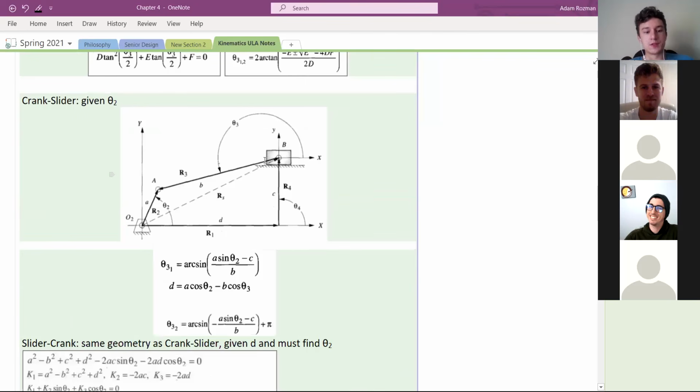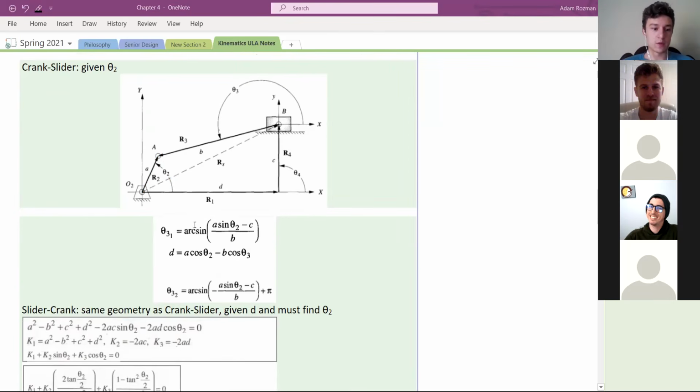So the crank slider. Crank slider and slider crank are a little bit confusing, but they're basically the same thing, which I'll go over. In the crank slider, you're given the theta 2 value, so you're writing the problem as a function of the position of your crank. Here are some more equations for finding the theta 3 angle and the distance d.